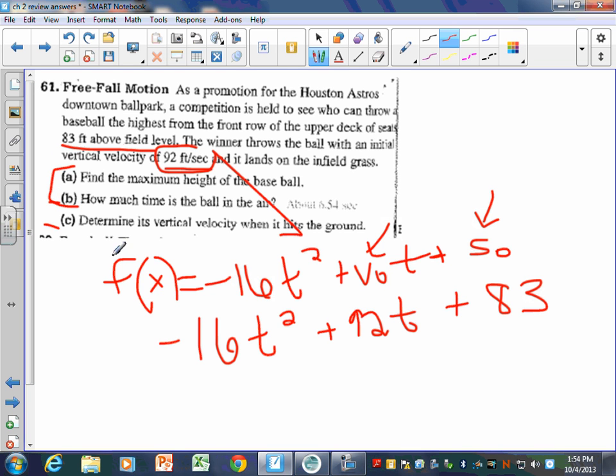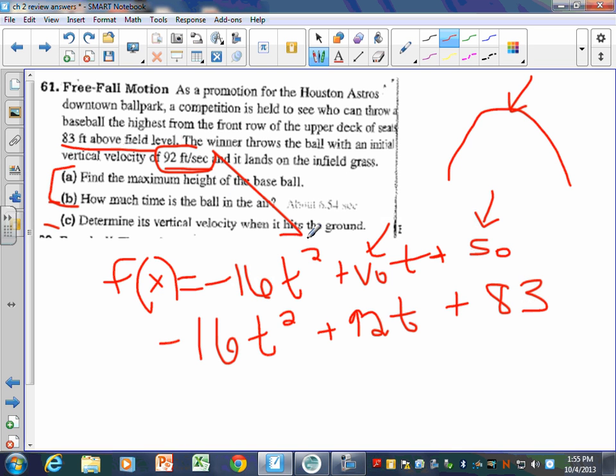Sorry, I guess it's A and B on this. Find the height of the ball and how much time it's in the air. That means we want to find the maximum height, which is always going to be the vertex. And so all you have to do is complete the square to put this in vertex form. And your H is going to be your time, and your K is going to be your height. Right? Remember doing this? Vague memories of this?